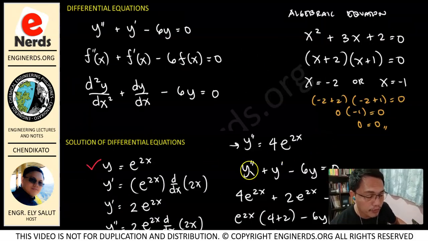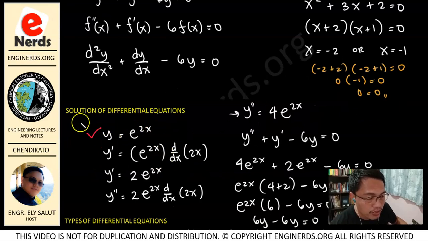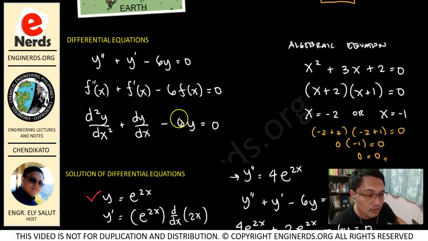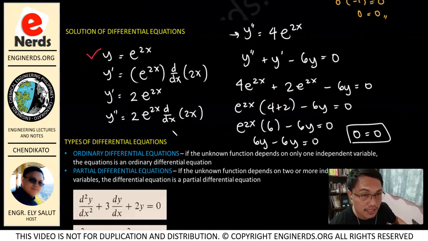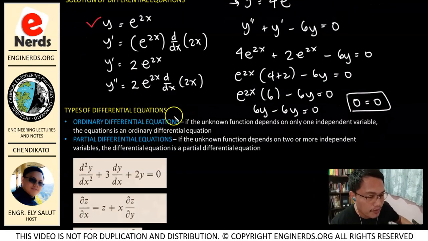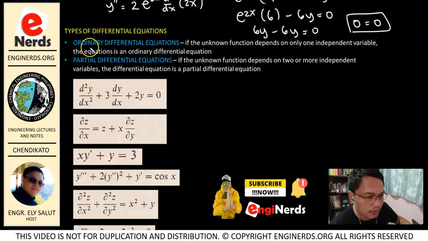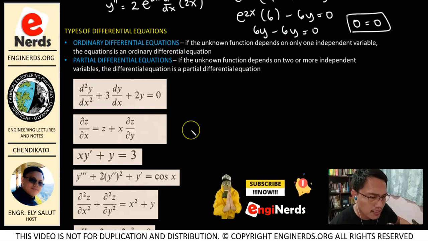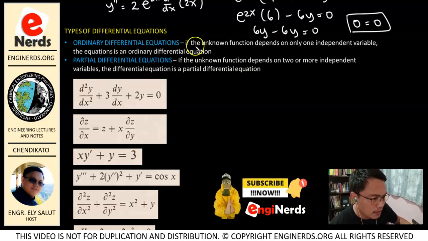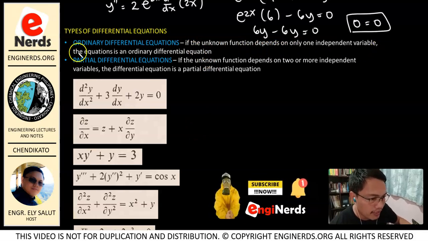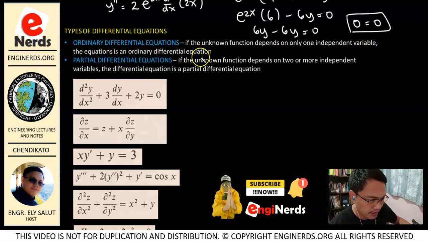So, how are we going to prove if an equation here or a function here is the solution of the differential equation na given sa atin, no? So, let me just explain that para hindi na natin siya i-explain later on, no? Now, meron tayong iba't ibang types ng differential equation. So, here, let us talk about ordinary differential equation and partial differential equation. So, what is an ordinary differential equation? If the unknown function depends on only one independent variable, the equation is an ordinary differential equation.